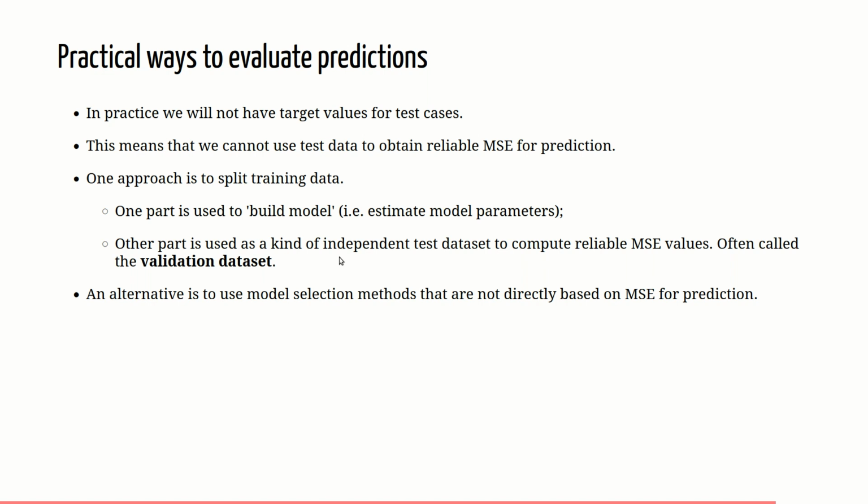So in practice, what we'll end up doing is we'll be given a training data set, i.e. a data set that has the outcome variable and the predictors, and we'll split it into two. One part we'll use to build the model, and the second part we'll use to validate the model, or to estimate model performance, if you like, to compute reliable mean square error.